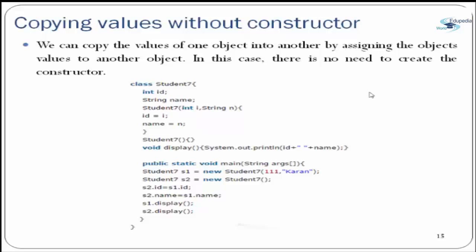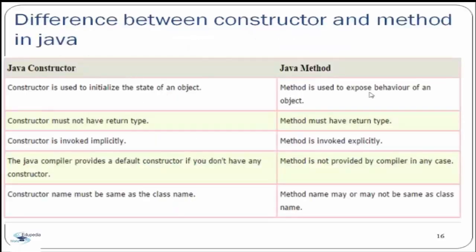So s1 will be created with these values by calling the parameterized constructor. Then we are creating an object s2 by calling the default constructor. Fine. And after that, without the constructor, we are assigning s1.id to s2.id, and similarly we are assigning the name. So it is assigning the data in the main method itself without a constructor.